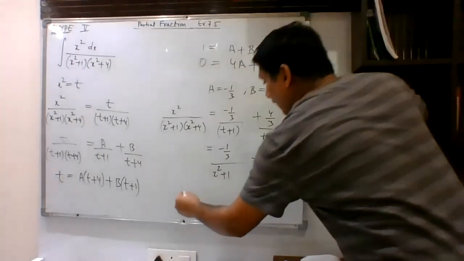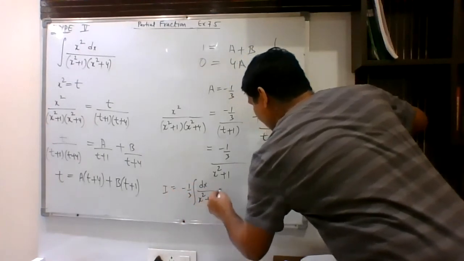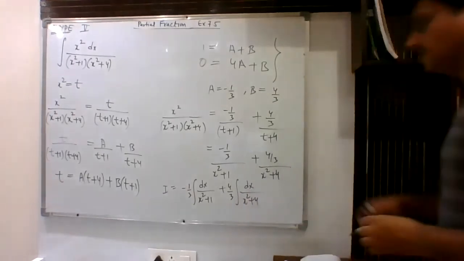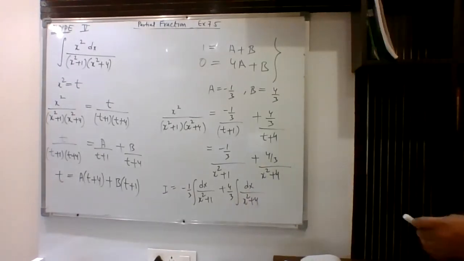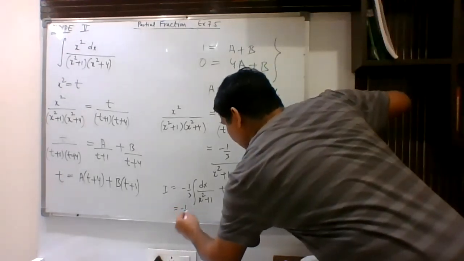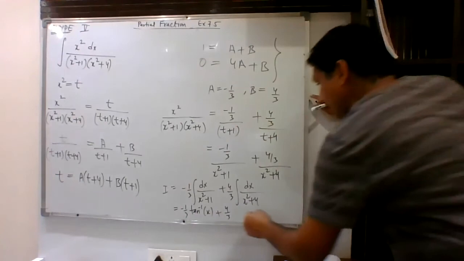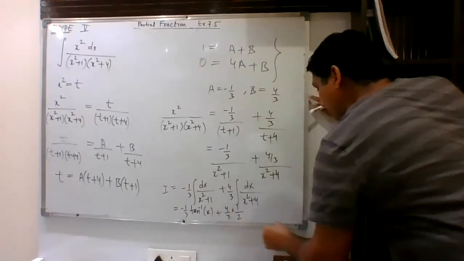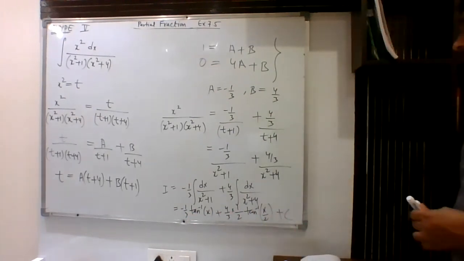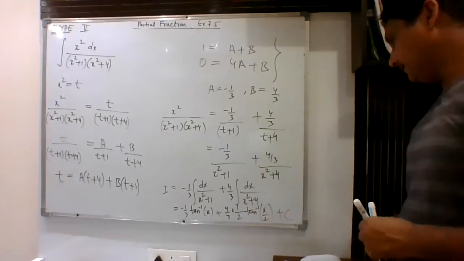Now your integral will become the integration of these two expressions individually. Now we can apply those direct formulas from exercise 7.5, and you will get the final answer as minus 1 upon 3 tan inverse x plus 4 upon 3 into 1 upon a, that is 1 upon 2 tan inverse x upon 2. So you can cancel out this 2 with this 4, and this will be your final answer.